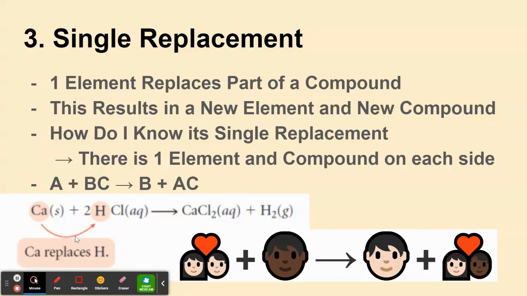Now, a good way to remember this one, you're going to have two reactants and two products. And in this one, you're going to see that there's going to be an element on both sides and a compound on both sides. And you're going to see that that element switches with the compound. So here, calcium and hydrogen switch places. So now calcium's with chlorine and hydrogen's by itself.